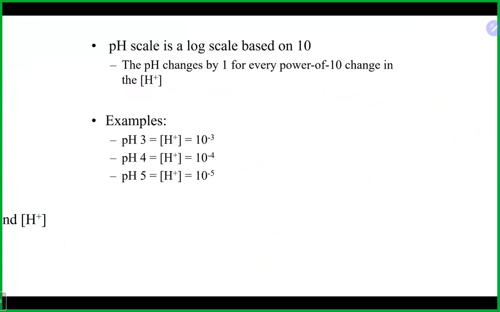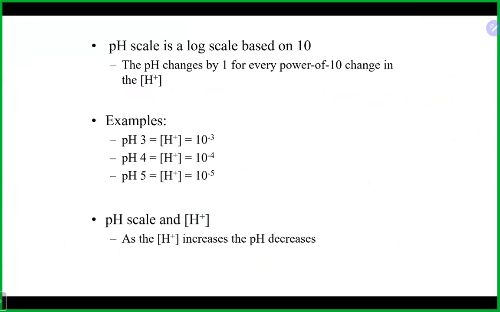Now, the pH scale is based on the log base 10. So as you move pH by 1, the concentration changes by a factor of 10, basically. So if you have an H plus concentration of 1 times 10 to the minus 3, that's a pH of 3. 1 times 10 to the minus 4 is a pH of 4. 1 times 10 to the minus 5 is a pH of 5. As the H plus concentration increases, there's more H plus in the solution. The pH decreases because when the pH gets smaller, it is more acidic because you have more H plus floating around.